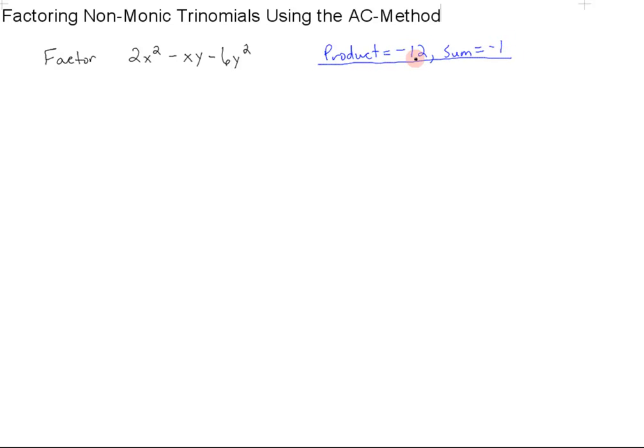So we need two numbers who multiply to give us negative 12 and who add to give us negative 1. Well, think about it and you'll come up with negative 4 and positive 3.